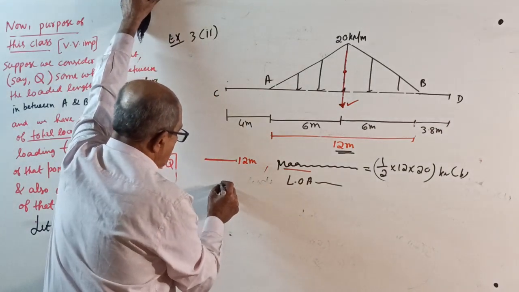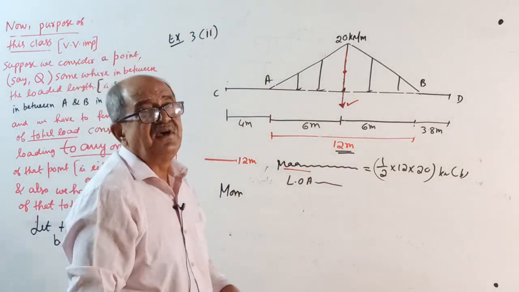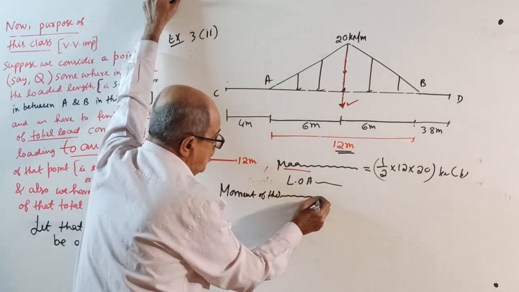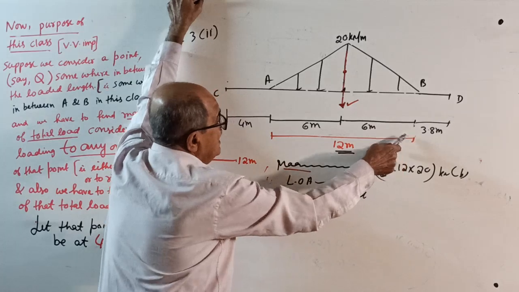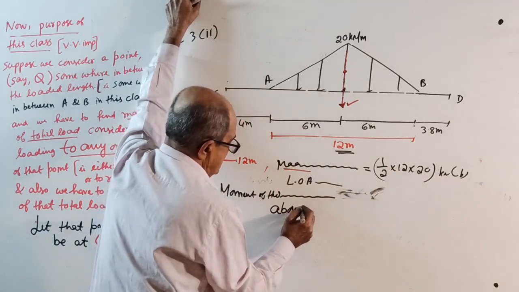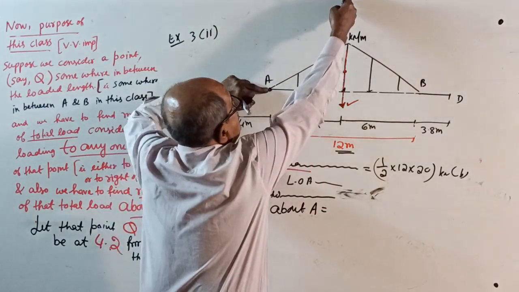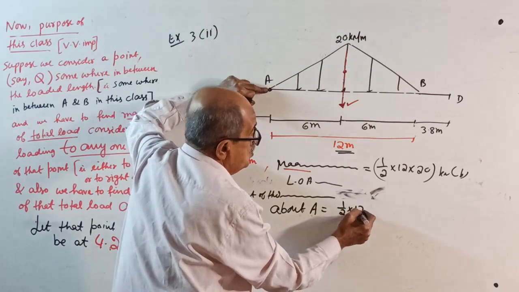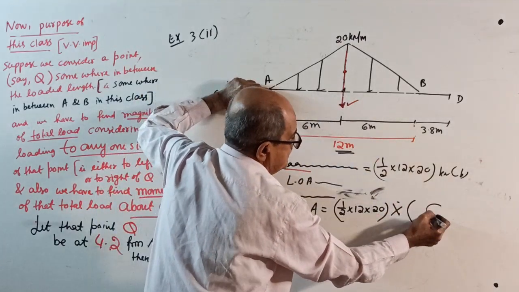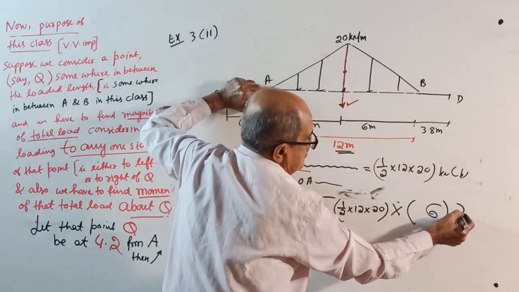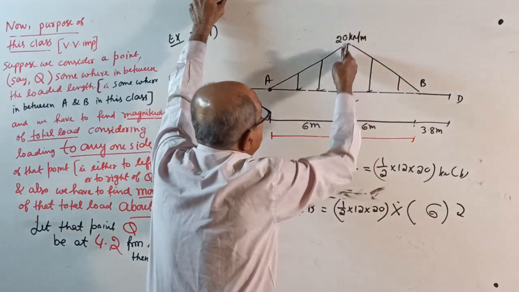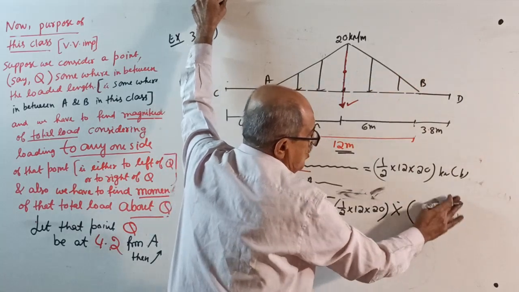Then next, moment of this I am not writing fully because it is already over earlier. This is a recap. Moment of this total load for the entire loaded length of 12 meter about A equals total load, half into 12 into 20, multiplied by 6 meter, clockwise, kilonewton meter. Next, below, write moment about B. Once again the same total load, same distance, but anti-clockwise, kilonewton meter.